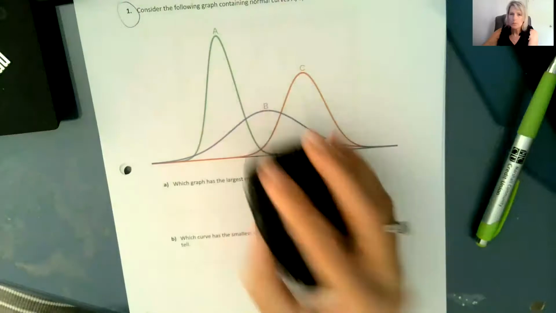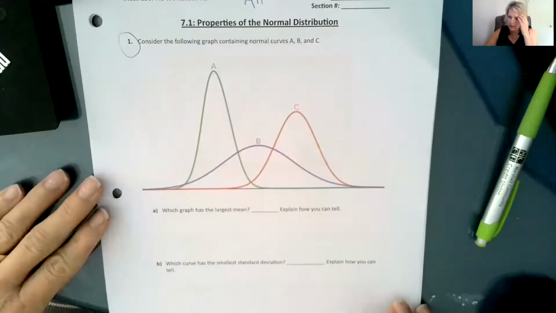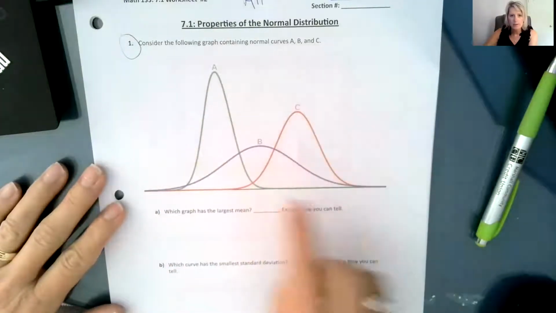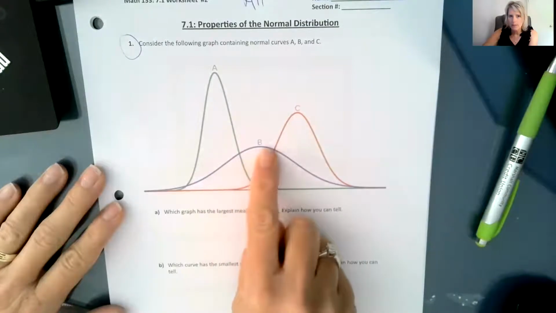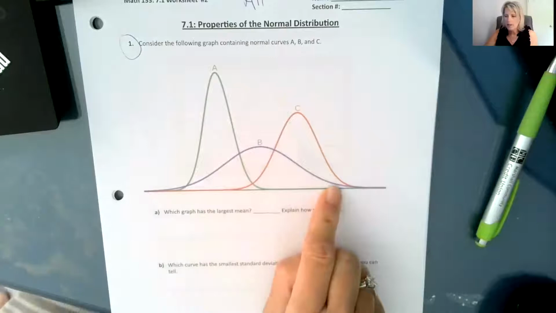So let's go ahead and look at 7.1 worksheet number 2. It's on page 559. And I'm going to share my screen here. And this first page lets us look at different curves. And you'll remember, this curve B, the one in the middle here, looks a little bit like the empirical curve that we learned about in chapter 3.